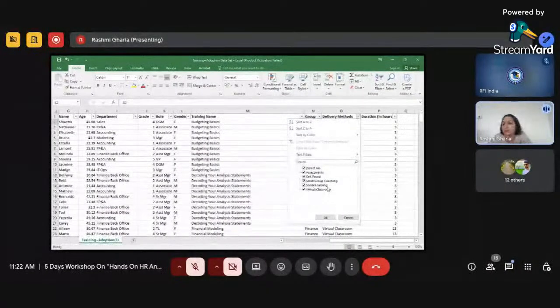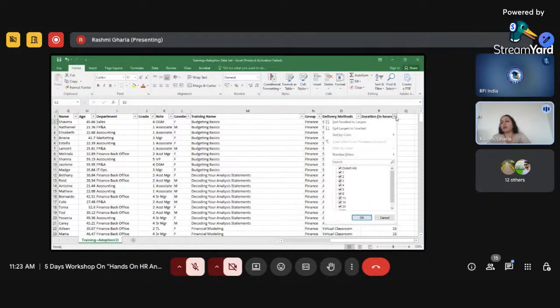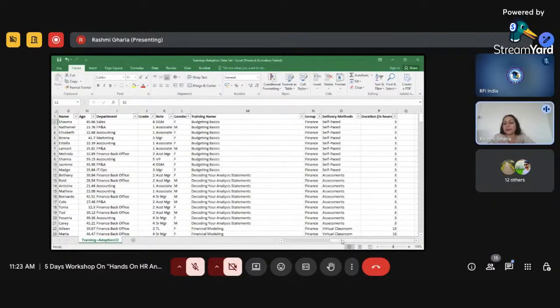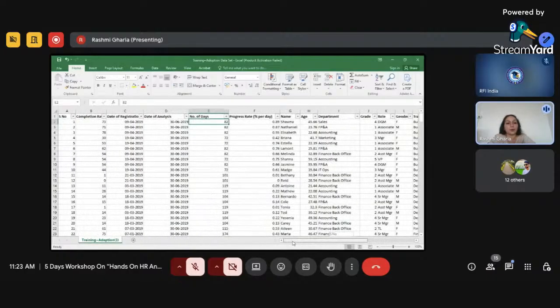Then social learning is one of the methods that they have used, and virtual classroom is also one of the methods that they have used. So these all are the methods that they have used for the training of employees. And they have given the information about the duration in hours, the duration of the training program. The duration varies from a 1 hour training program to a 26 hours training program, right? So this is the data about the training program designed for the 300 employees by the company.